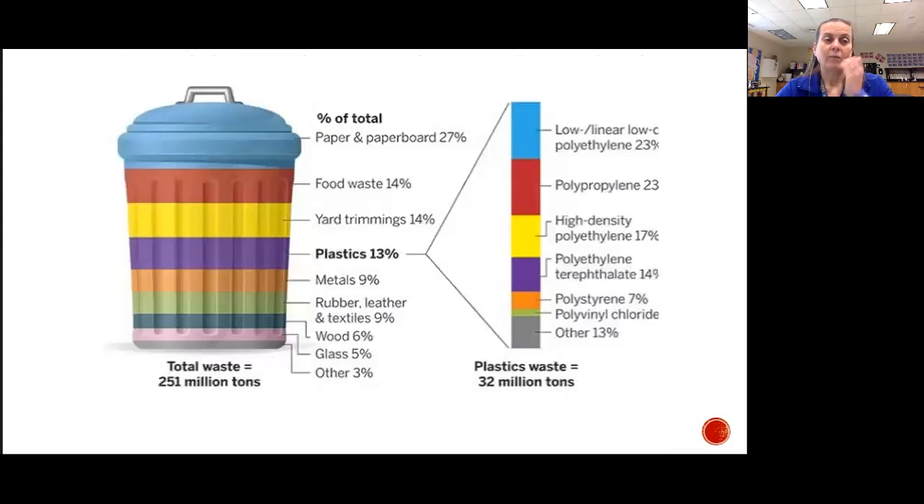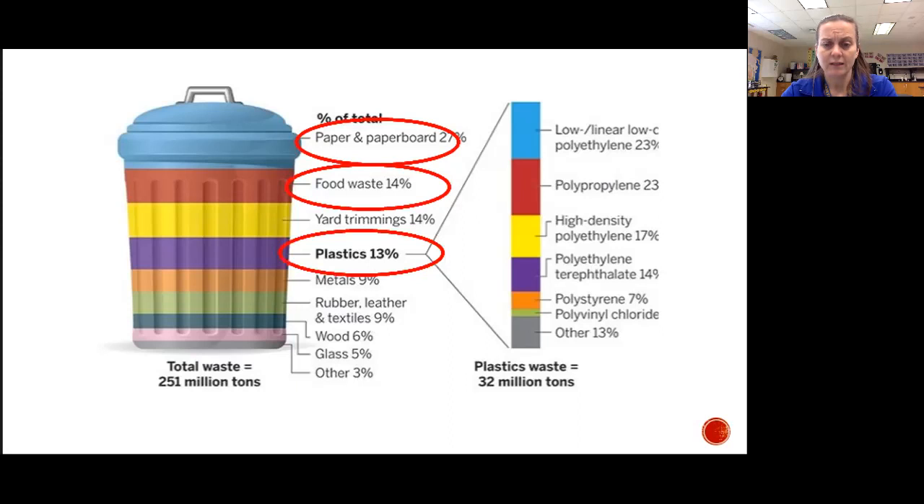So let's take a quick look at what it is that we throw away. The number one thing that is thrown away in the United States is paper and paperboard. It's 27% of our municipal solid waste. Food waste is only 14%. Plastics are 13%. And then you can see there's a breakdown there of the plastics. So these things put together are 50% of our trash: plastics, food waste, paper, and paperboard.